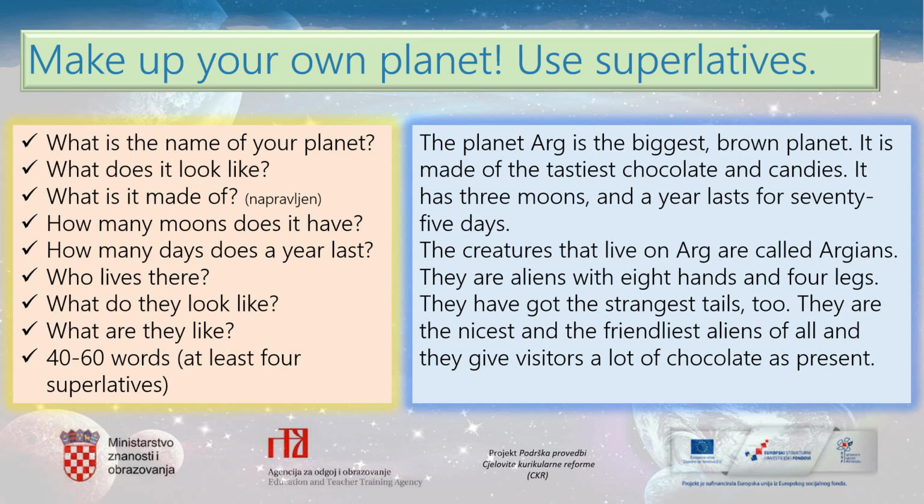The planet Arg is the biggest brown planet. It is made of the tastiest chocolate and candies. It has 3 moons and the year lasts for 75 days. The creatures that live on Arg are called Argians. They are aliens with 8 hands and 4 legs. They have got the strangest tails, too. They are the nicest and the friendliest aliens of all, and they give visitors a lot of chocolate as present.